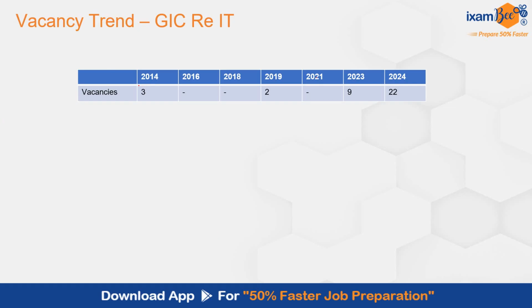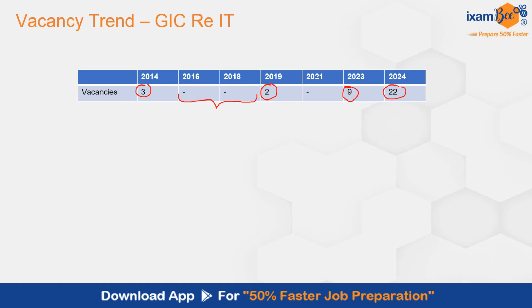There were 3 vacancies in 2024. Then there were no vacancies over the subsequent specialist officer recruitment in 2016 and 18. There were 2 vacancies in 2019. In 2023, 9 vacancies came. And now in 2024, there are 22 vacancies. So this year, there are the highest number of vacancies for IT officer in GIC Re.